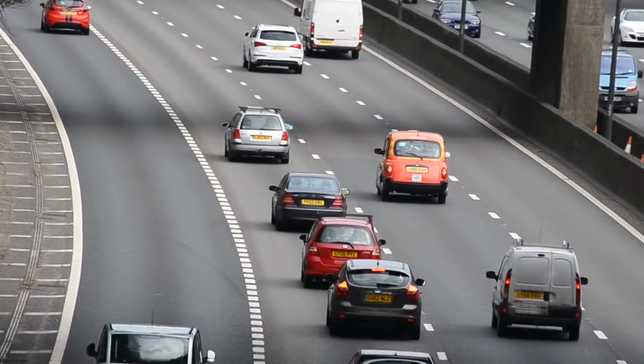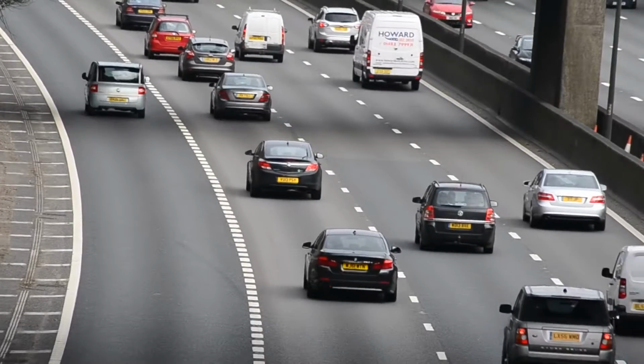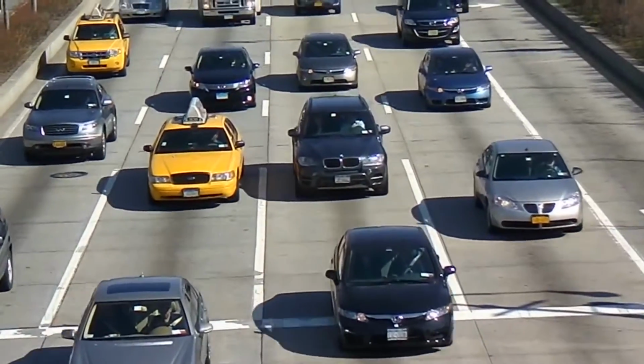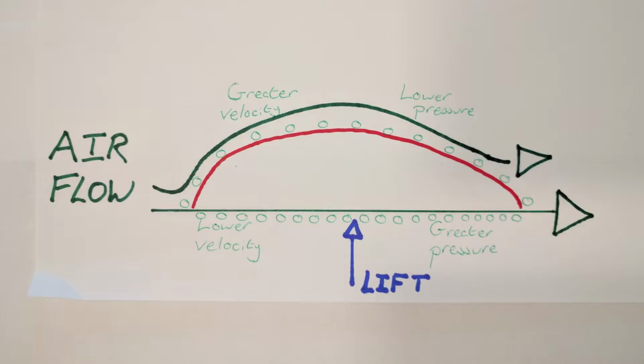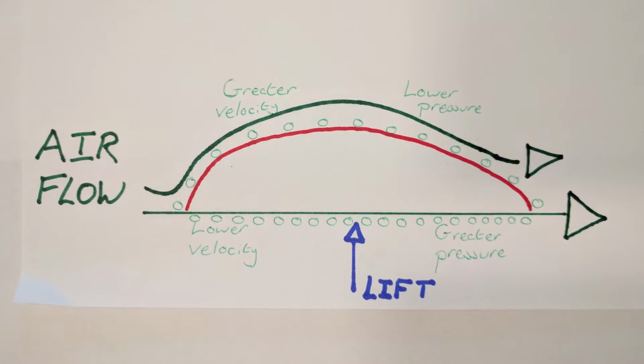If you think of the air particles as cars in traffic, when they begin to move faster, there is a greater distance between them. When the cars move slower, they become closer together and more densely packed. This means that the air above the frisbee is less dense, and therefore has less pressure.